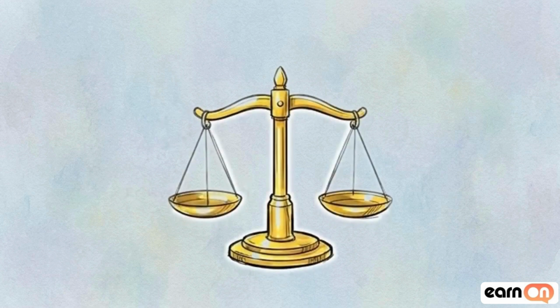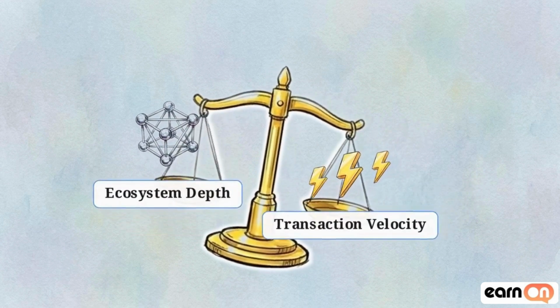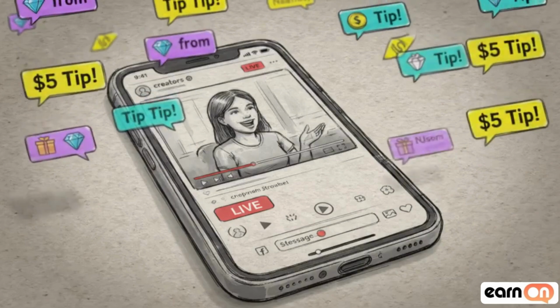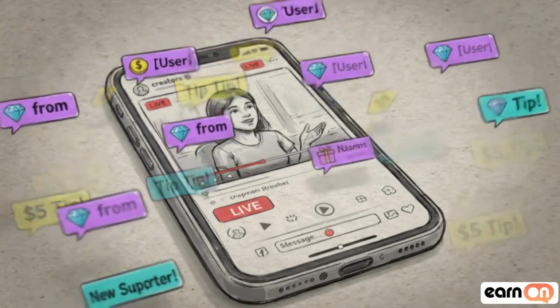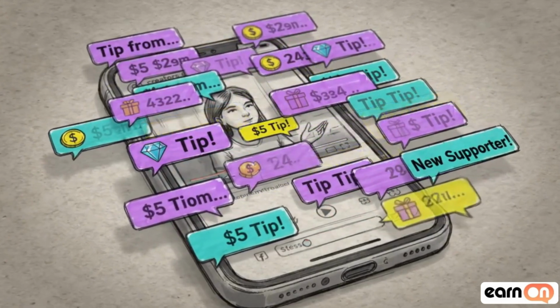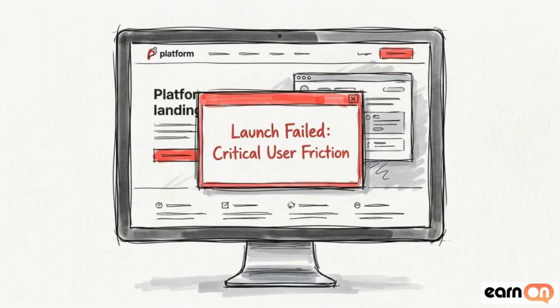Both groups have to weigh one central trade-off when choosing a token standard: ecosystem depth versus transaction velocity. Ecosystem depth means the token has access to established liquidity, massive built-in user bases, and complex developer tooling. It is secure and widely supported. Transaction velocity, on the other hand, is the token's ability to process high-speed, ultra-low-cost microtransactions without breaking a sweat. You rarely get both. Selecting the wrong side of this trade-off introduces severe user friction, and that friction can easily kill a creator platform before it even launches.